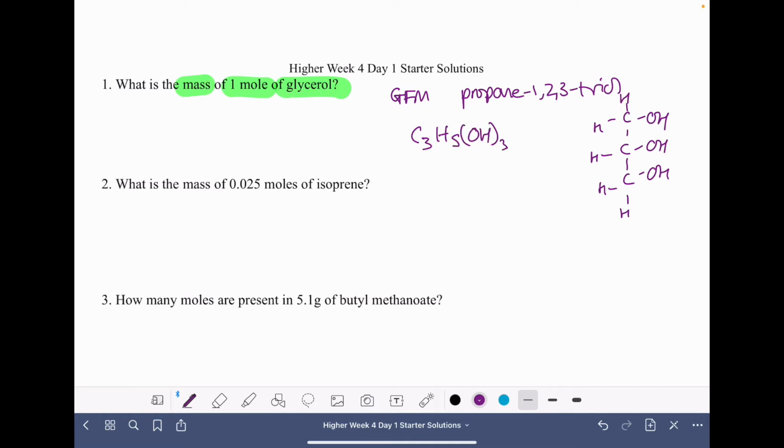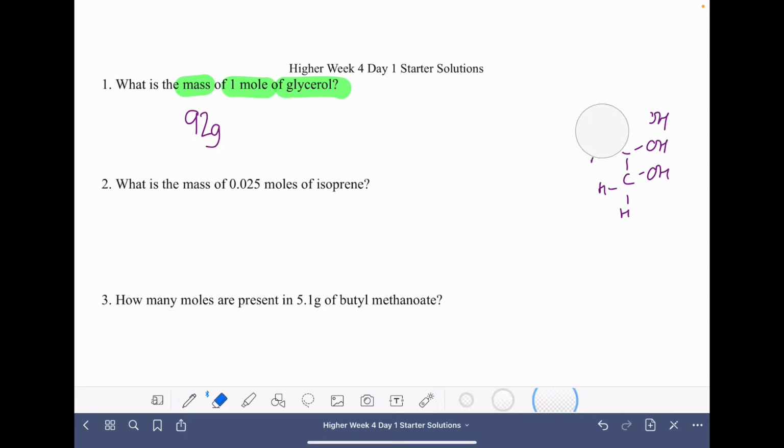So the formula could be written as C3H5(OH)3, where the total of what's in the brackets is 17. So 17 times 3 is 51. And then the 5 from the hydrogens, and then 36 from the 3 carbons. So 51, add the 5, add the 36 is 92. So the mass of 1 mole of glycerol would be 92 grams. It's just the formula mass expressed in grams.